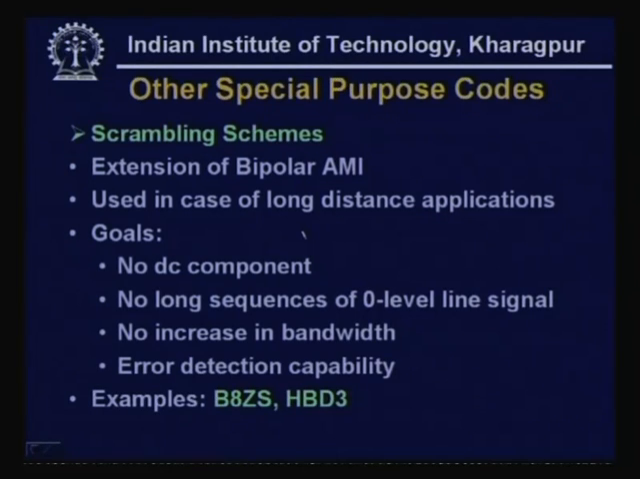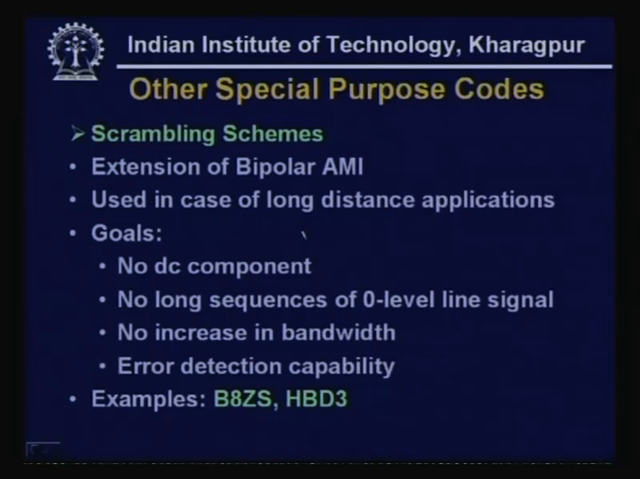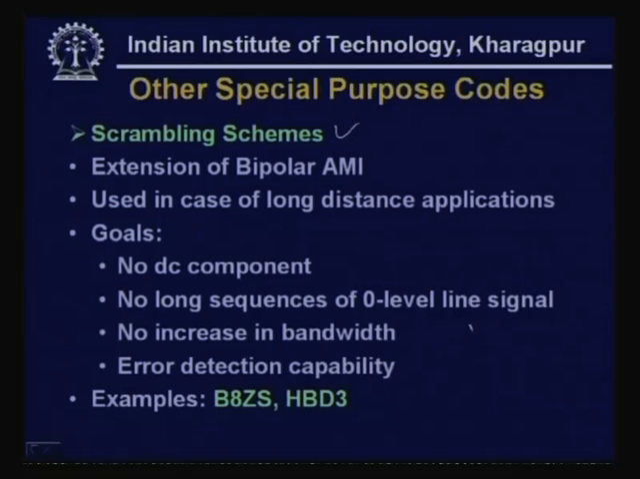Now, we have seen that bipolar AMI has very good characteristics, but unfortunately it has bad signal characteristics. The bandwidth characteristic is bad, which can be improved by a technique known as the scrambling scheme. This can be considered an extension of bipolar AMI, particularly when we are sending signals over a long distance. Bandwidth of the channel is very precious.